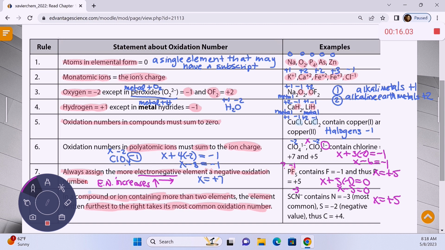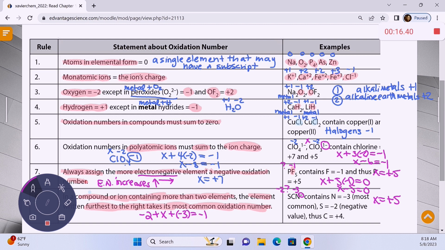Then, between sulfur and carbon, sulfur is more electronegative. You look at its location. So assign sulfur a -2, which is its usual charge, and then calculate the carbon. So this would be -2 for sulfur, plus X for carbon, plus a -3 for nitrogen. All of this adds up to the overall charge on SCN, which is a -1.